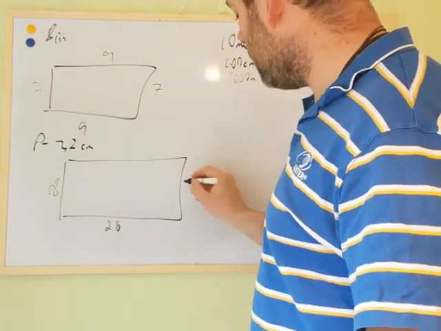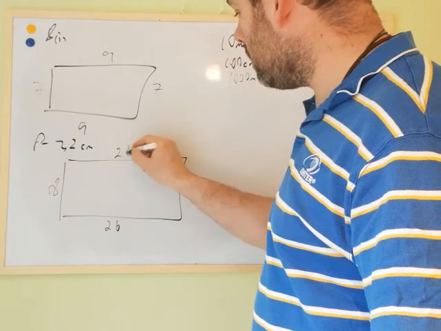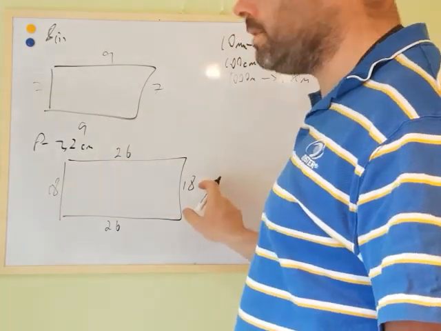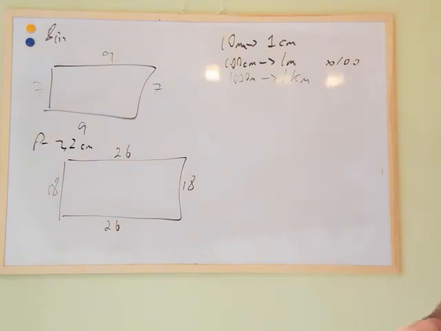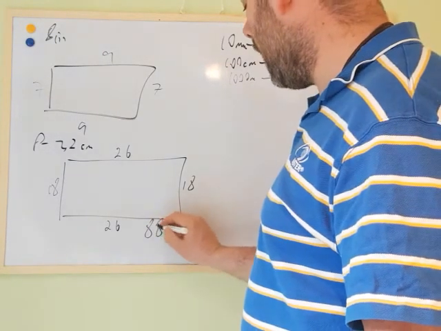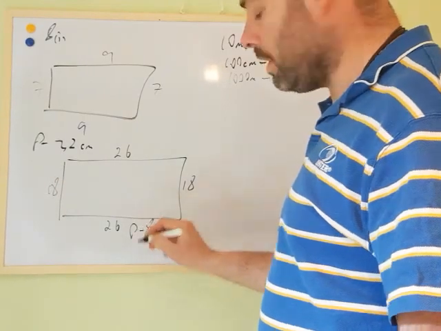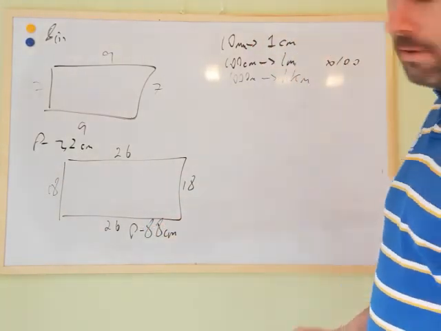If that's 18, that's 18. If that's 26, that's 26. 18 and 18 is 36. 26 and 26 is 52. 52 plus 36 is 88 centimeters in perimeter. Okay? And then our last one.